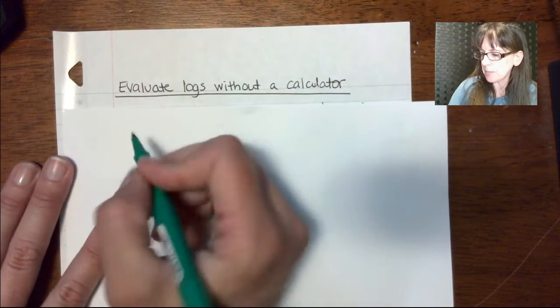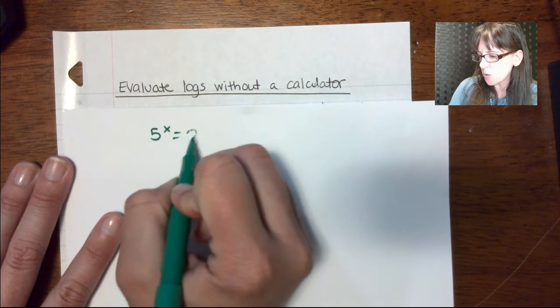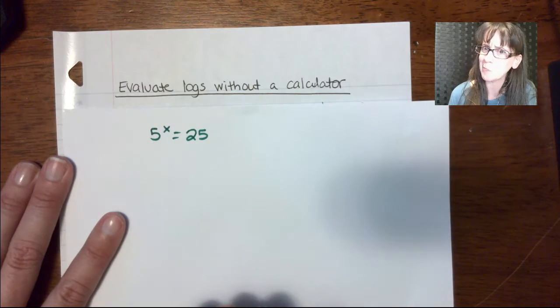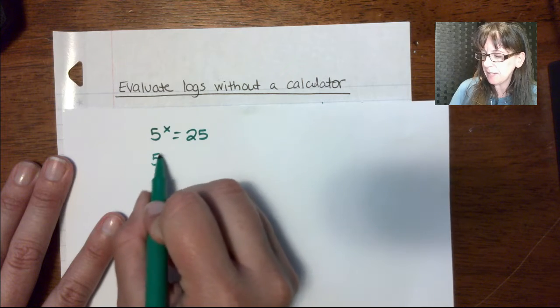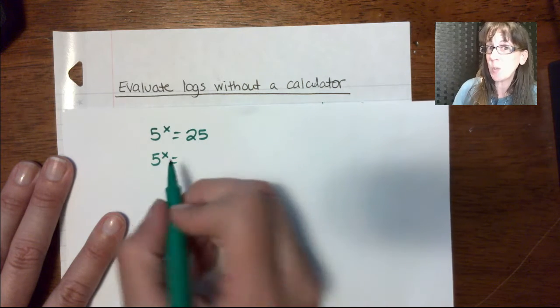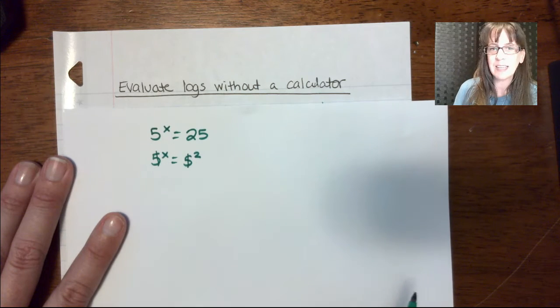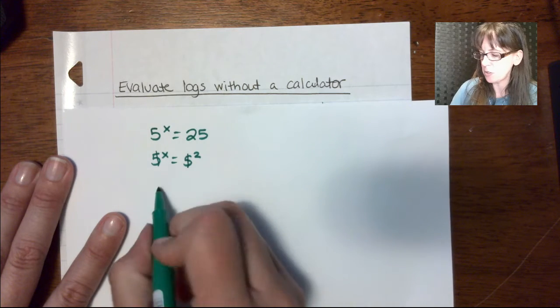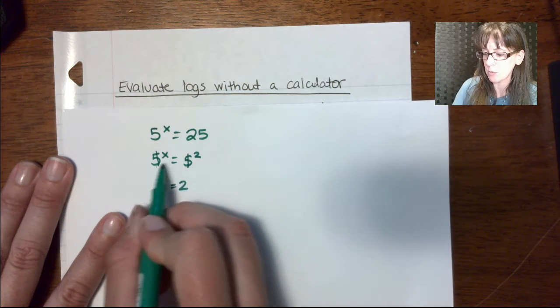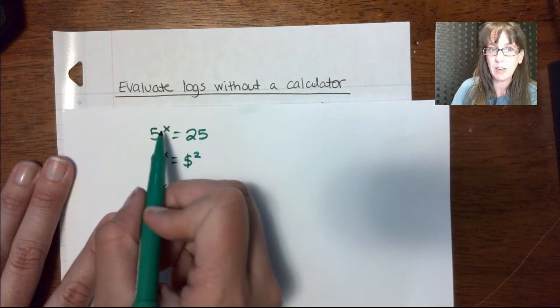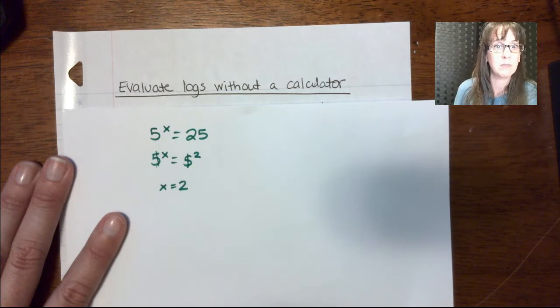For example, if we have something that looks like this, 5^x equals 25, you could probably look at that and say, I can figure that out because 25 is 5 squared. Then if you cross these out, you'll see that x equals 2, because that would make the statement true. You can go back up and double check: 5 squared gives you 25.